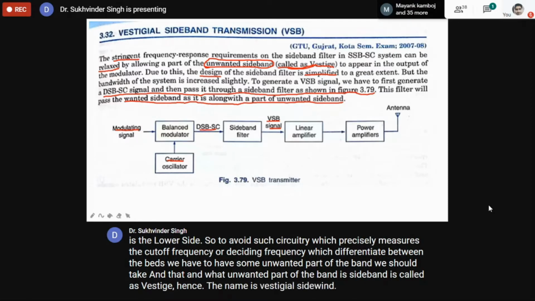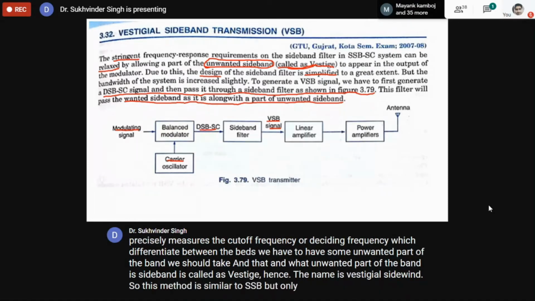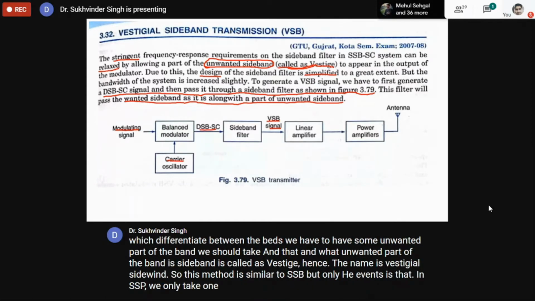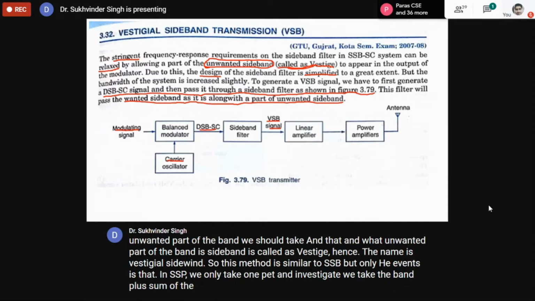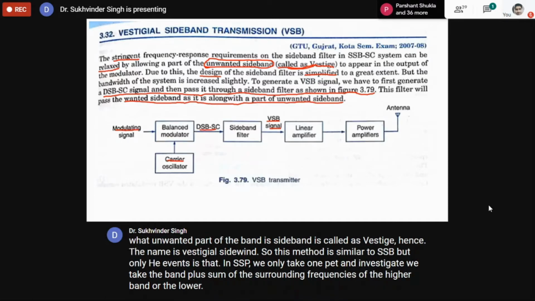So this method is similar to SSB, but the only difference is that in SSB we only take one band, and in vestigial sideband we take the band plus some of the surrounding frequencies of the higher band or the lower band. That is called the vestige or unwanted sideband. We don't want that sideband, but to avoid complex circuitry, or to reduce the cost and make it cost effective, we have to take or entertain the surrounding frequencies in the upper band or the lower band.